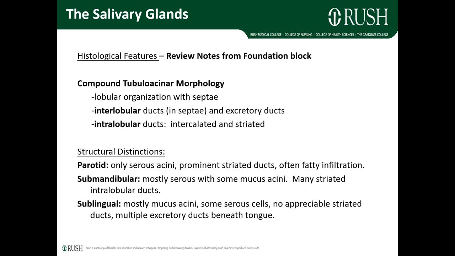Submandibular glands are mostly serous but have some mucous acini. Striated intralobular ducts are also present. Sublingual glands, on the other hand, have mostly mucous acini with minor contribution by serous. Here, there are no appreciable striated ducts.